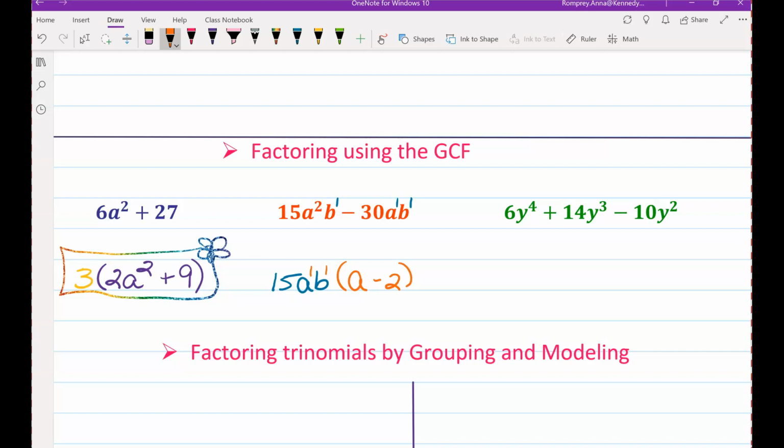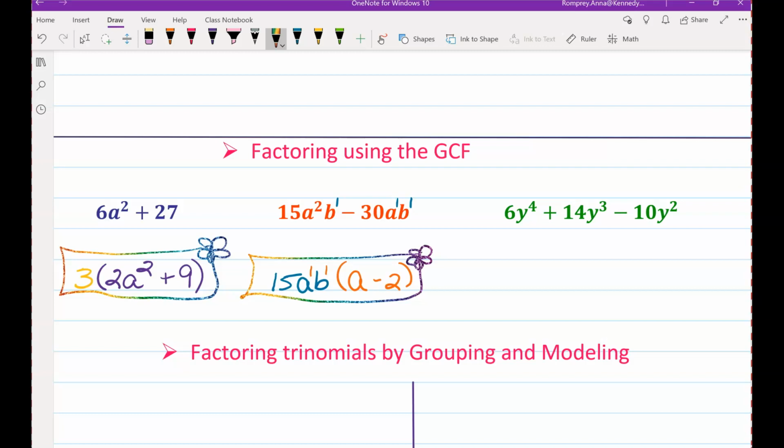Again, if you want to check, just distribute. So 15ab times a. 15, just 15. A times a squared, and a b. 15 times negative 2, negative 30, and we've got the a and the b covered. So this is our factored form. Factored forms help us to find the zeros of our graph. Those zeros are the x-intercepts. So there is a purpose for why we're going to learn how to do this.